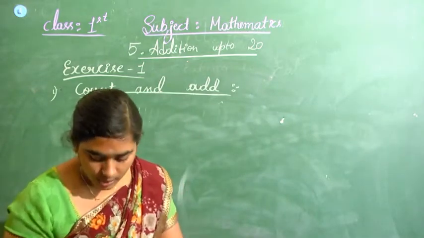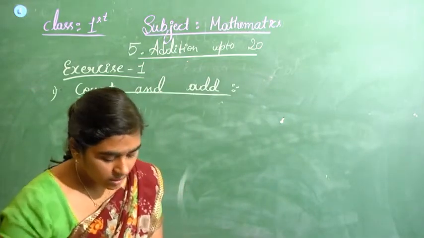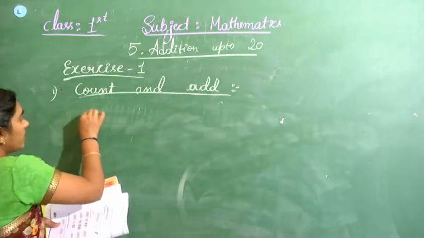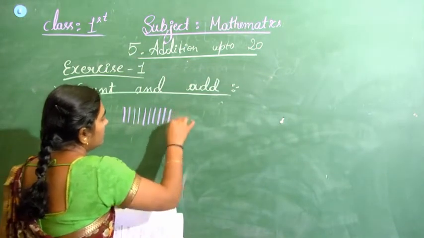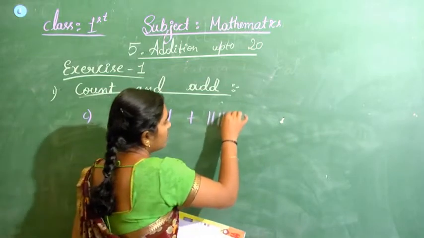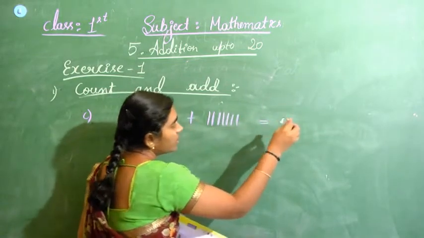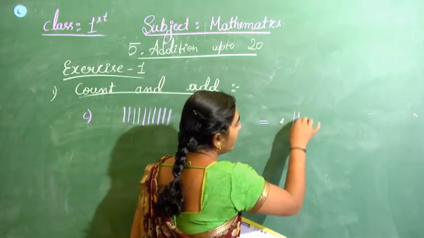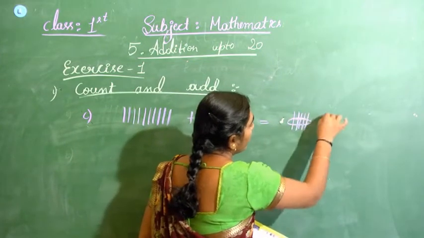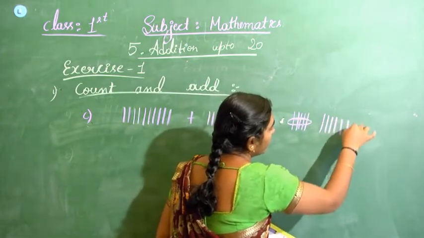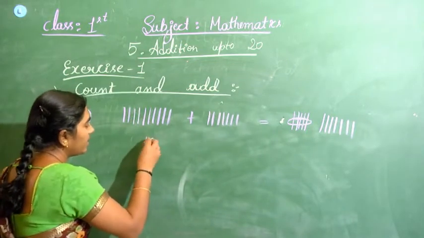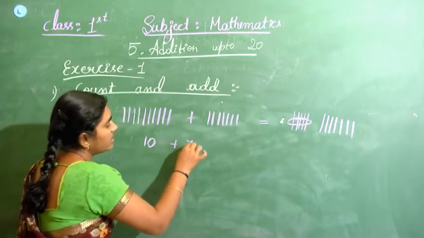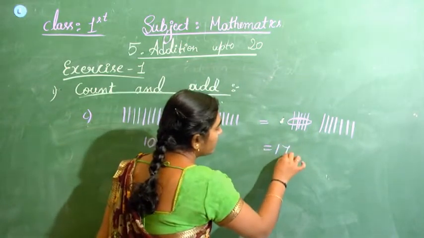What is the third question? 10 plus 7. How much will it be? A bundle of 10 and 7, it is 17, right? 10 plus 7 will be 17.